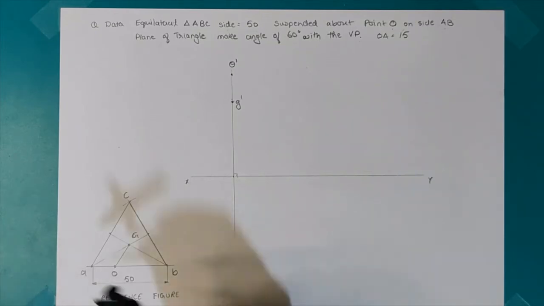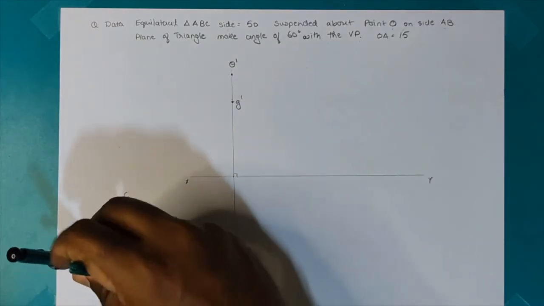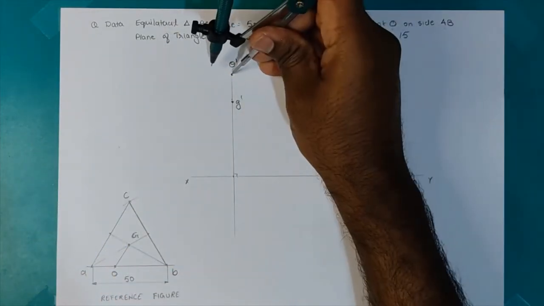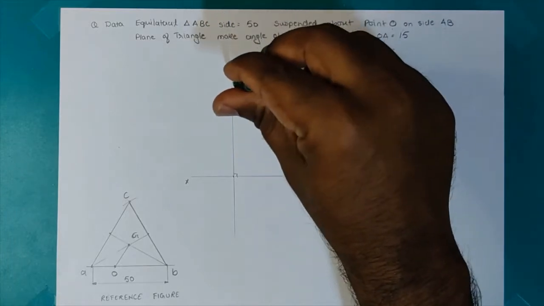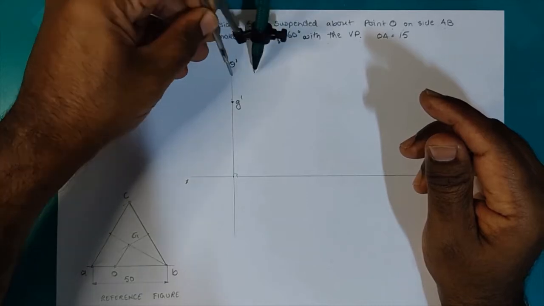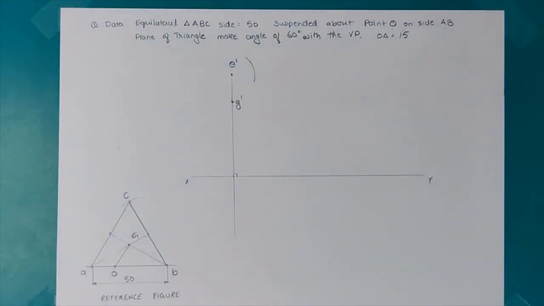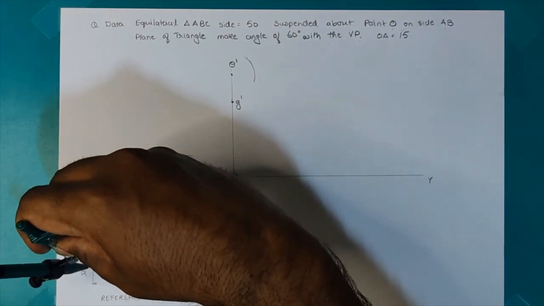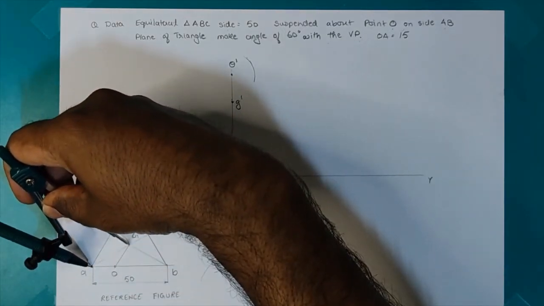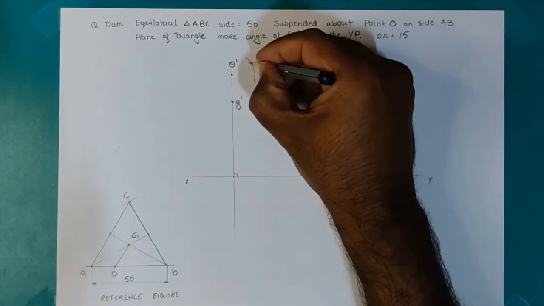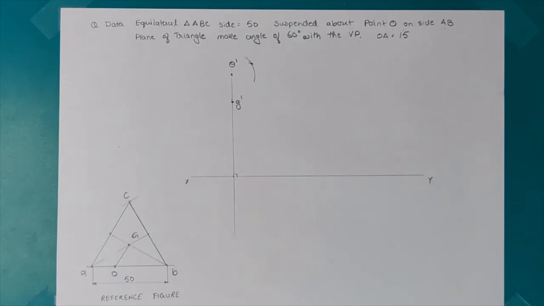So I have taken distances from reference figure. Now I take distance from point O to A. Keep it on O and draw an arc. So I have taken distance O to A and drawn an arc. Now I take distance from G to A, keep it on G and find the intersection of the previous arc. So I get the location of point A dash.